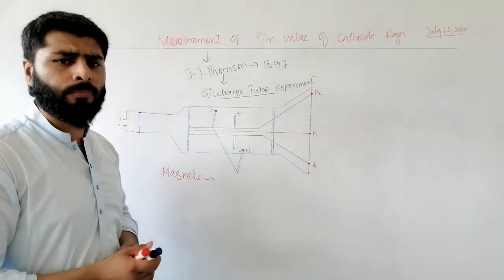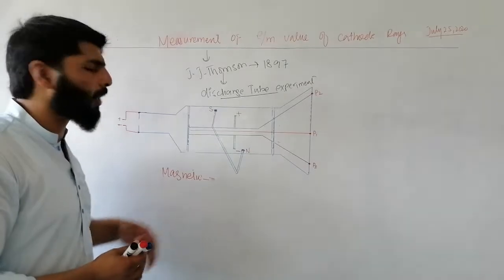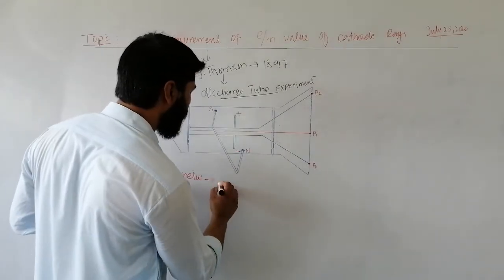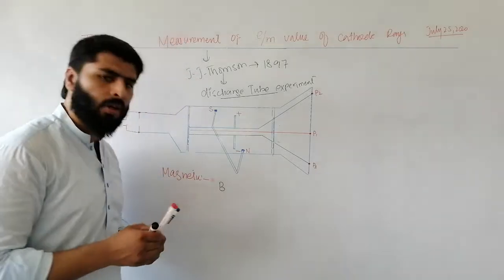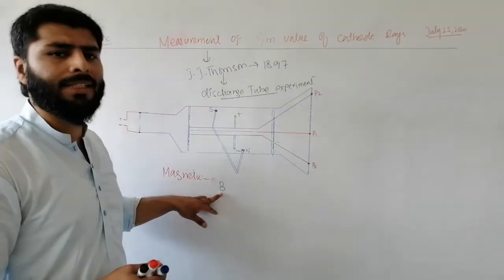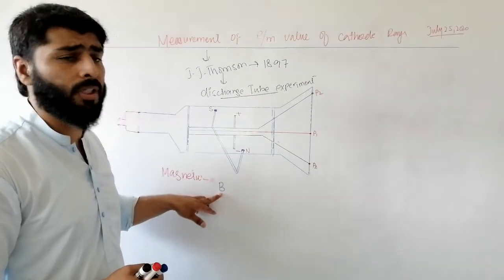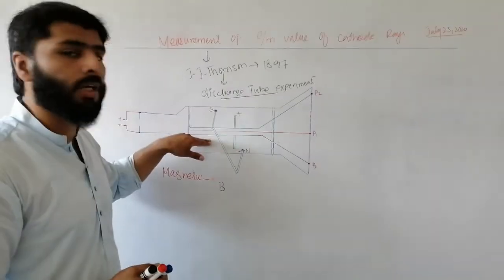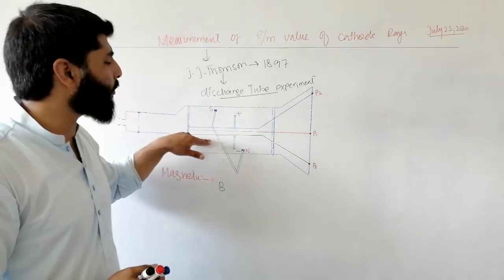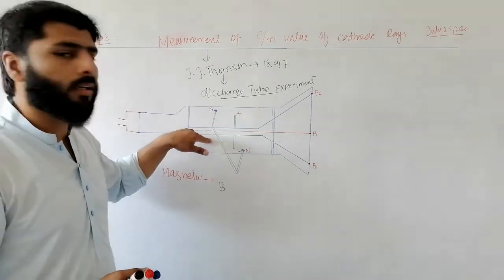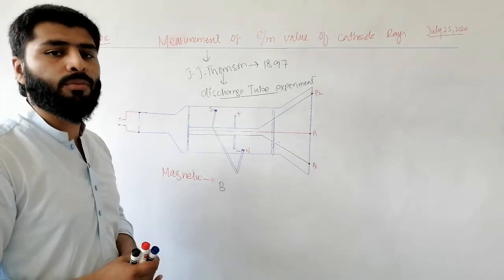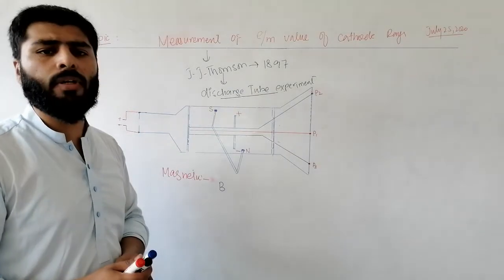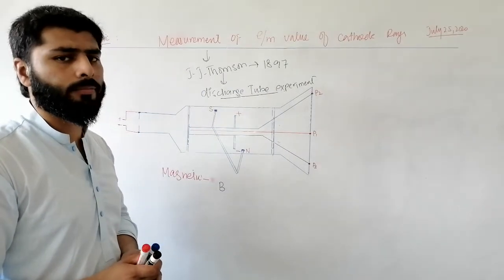First of all, he applied a magnetic field having the strength of B, where B is the strength of the applied magnetic field. He applied the magnetic field in the path of the cathode rays and observed that the cathode rays moved with velocity v, and the particle is a cathode ray or an electron.